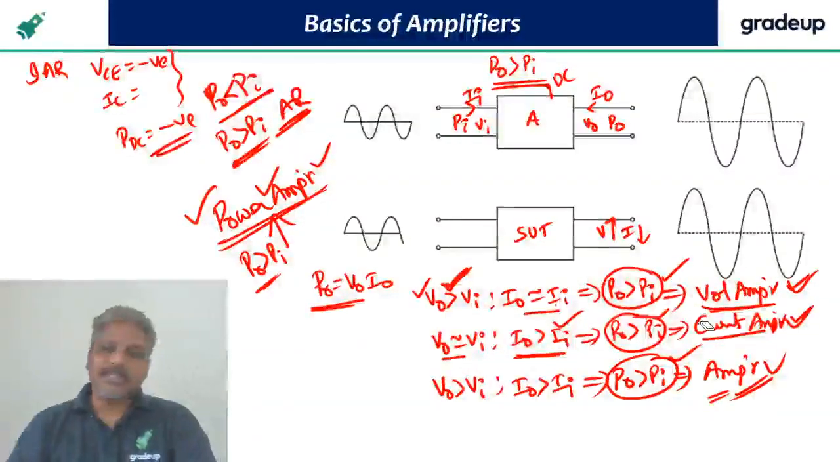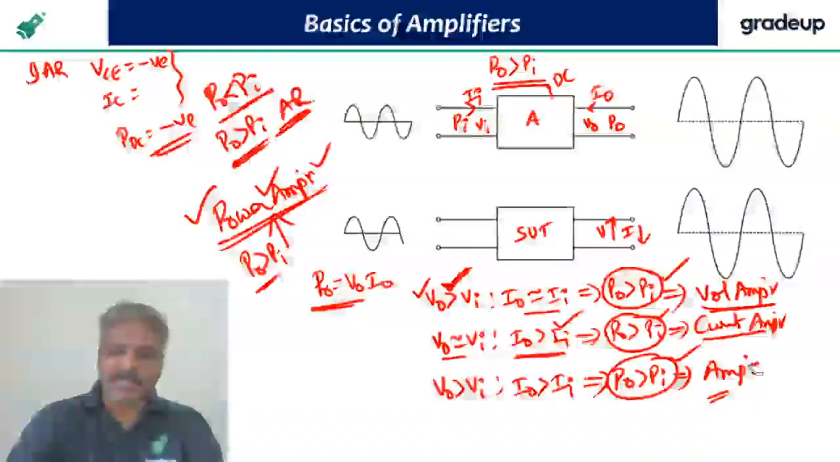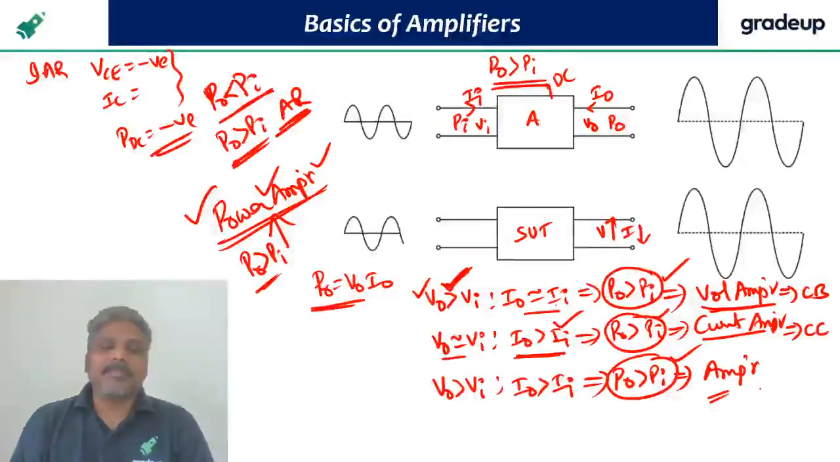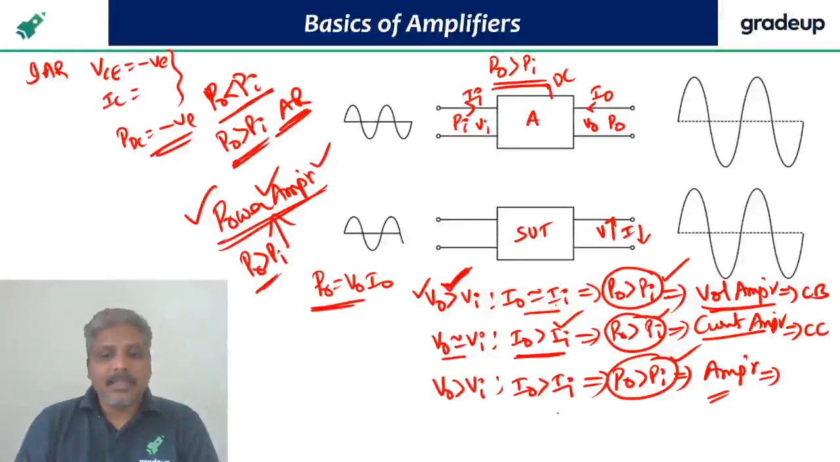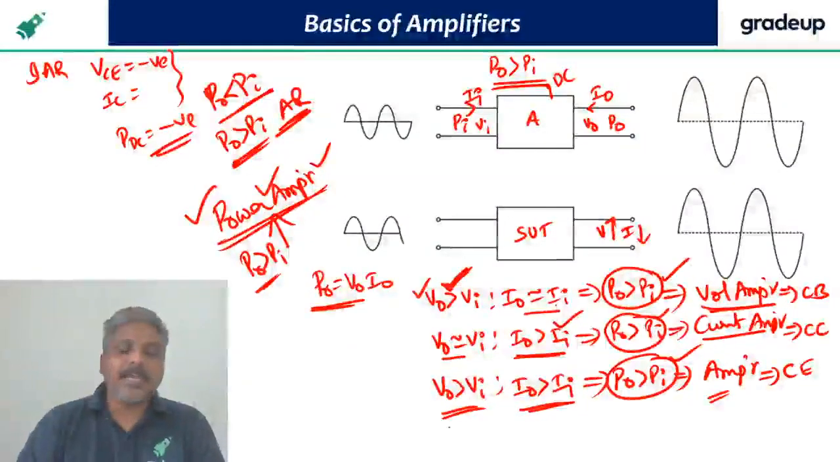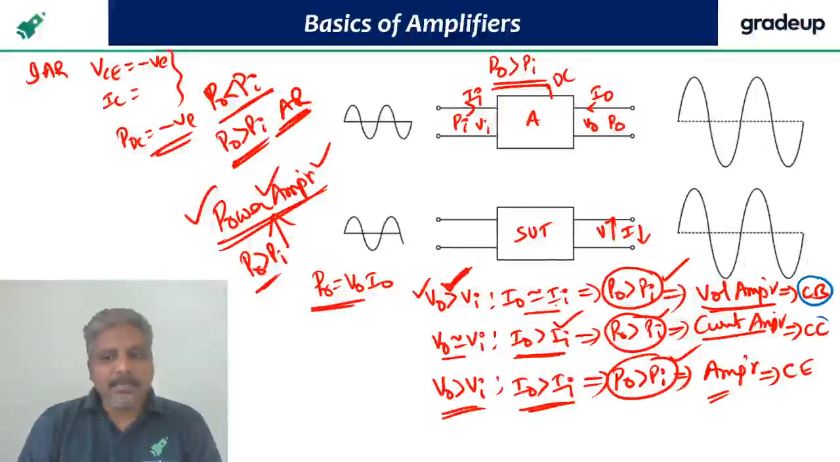Sir, any examples of these amplifiers? Yes, there are examples. The best example for the voltage amplifier is the CB, common base amplifier. The best example for the current amplifier is the CC amplifier. The best example for the amplifier which enhances voltage as well as current is the CE amplifier. So in the CB amplifier, only voltage increases. In the CC amplifier, only current increases. Whereas in the CE amplifier, both voltage as well as current are increased.